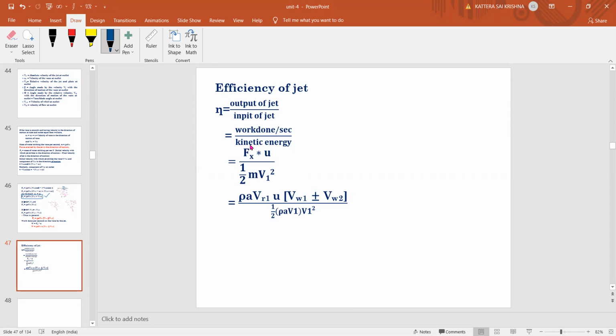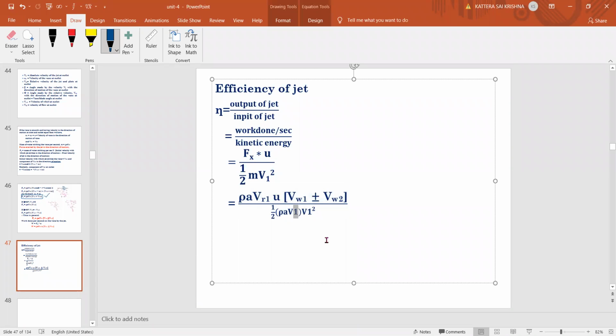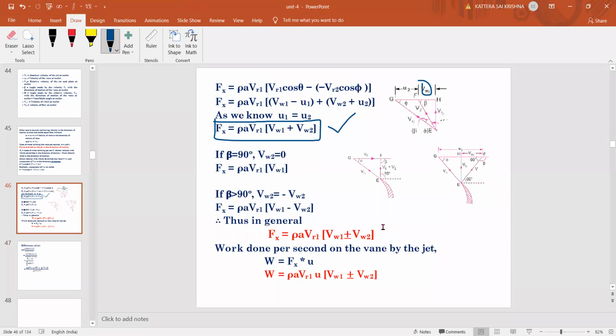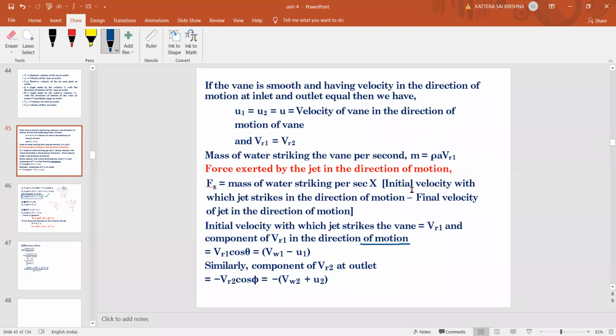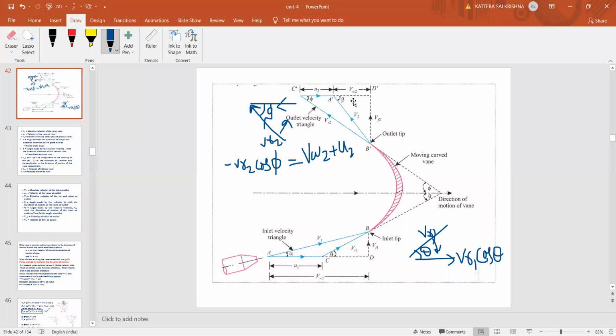Right, work done per second by kinetic energy, that is Fx into u by half m V1 square. Fx I already calculated as this one. Substituting the value, we'll get finally this one, with V1 square. Directly you can write half rho A V1 cube here. In the next class, we will solve problems on this. Remember, these are very important velocity triangles. If you want, I will once more tell how to draw the triangle in the next class. What should be remembered and how to draw, I will show it again.